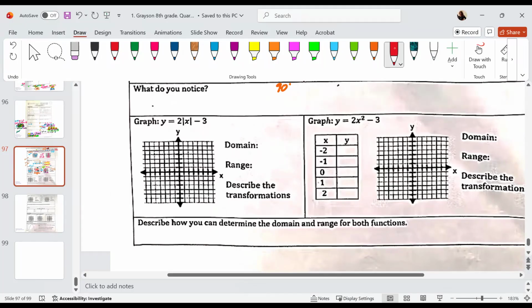What is this? Absolute value or quadratic? So what shape is it going to be? Good. The 3. What does that mean?